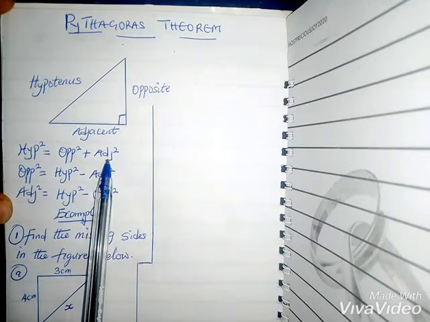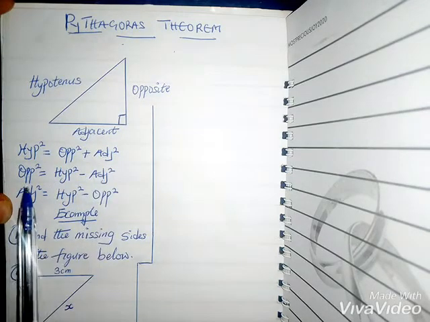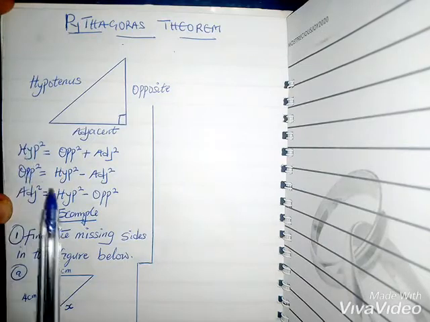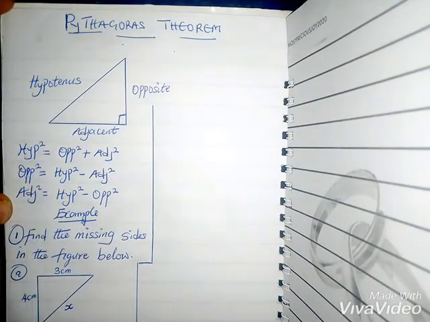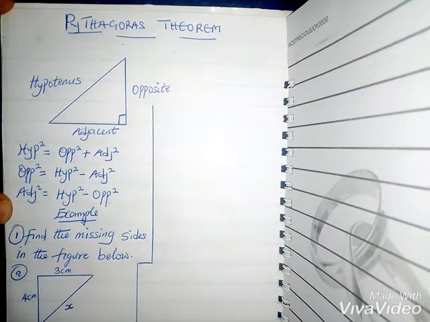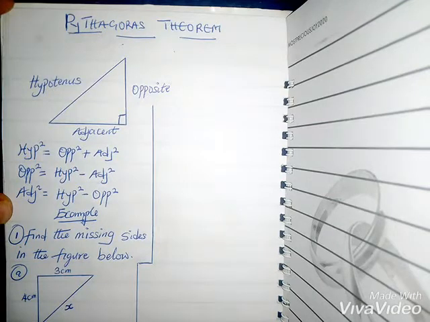Now, making the adjacent the subject of the formula will give you adjacent square equal to the hypotenuse square minus the opposite square. Now, these three formulas can be used to solve any missing side of a right angle triangle once two sides are given to you without an angle.